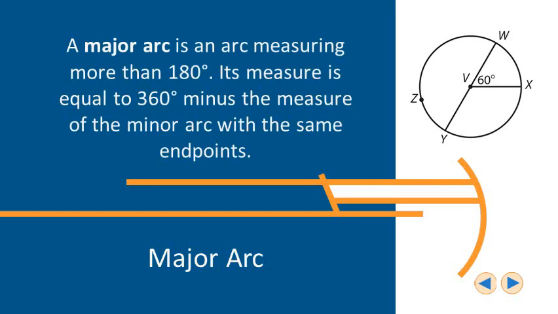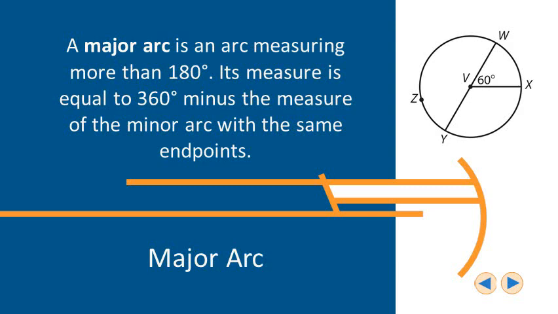Whereas a major arc is an arc measuring more than 180 degrees. Its measure is equal to 360 degrees minus the measure of the minor arc with the same endpoints. So again, pause the video, see if you can identify a major arc here. So again, the major arc would be, let's call it arc XYW, right? Or you could call it major arc XZW or WZX, okay?